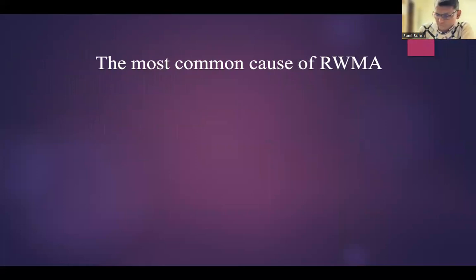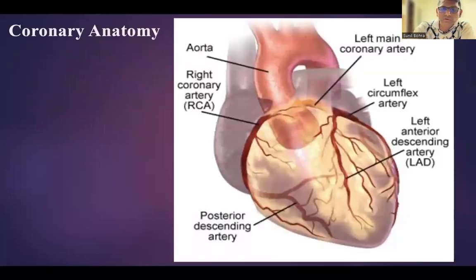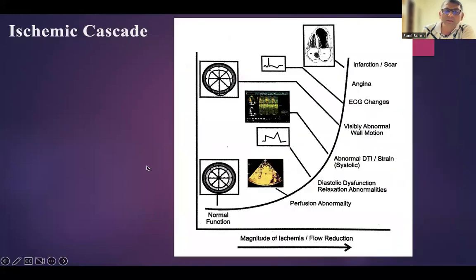I'm sure all of us know this. It is coronary artery disease. So you should know the coronary anatomy to know how to evaluate the regional wall motion abnormalities. I'm sure all of us know these basics, but still I'll go through it. We have the left main artery, which divides into the left anterior descending artery and the left circumflex artery, and then the right coronary artery, which again continues as the posterior descending artery. So you need to know the anatomy.